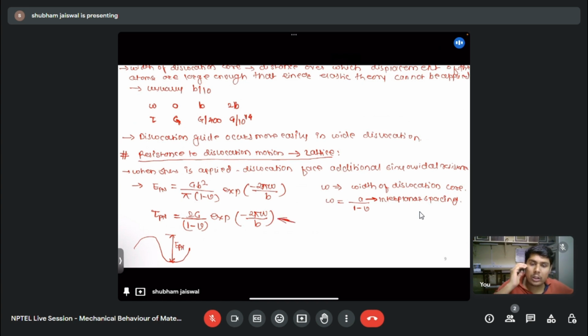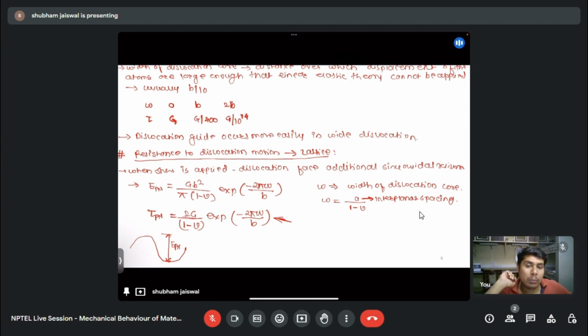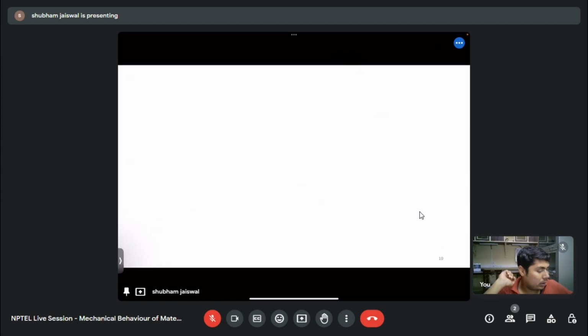you can see that if we need a shear stress, the Peierls-Nabarro stress, to be minimum, then the W should be large. It means the A should be large, and similarly the B, that is the Burgers vector, it should be small. Then only we will get a minimum stress.